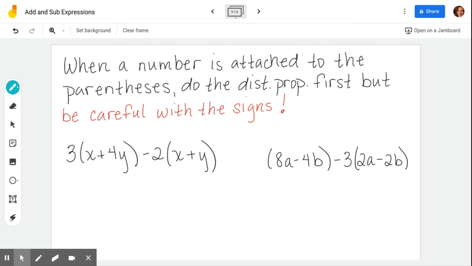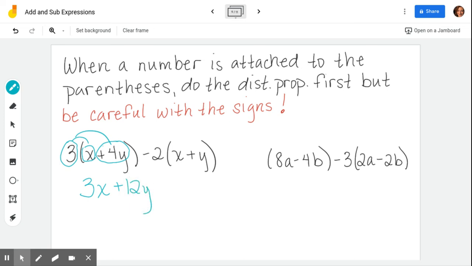So on this first problem, I have a positive 3 outside. I have an x and a positive 4y inside. I always include this sign with the number or the term that comes after it. Distribute, rainbow, rainbow. 3 times x is 3x. 3 times positive 4y is positive 12y.